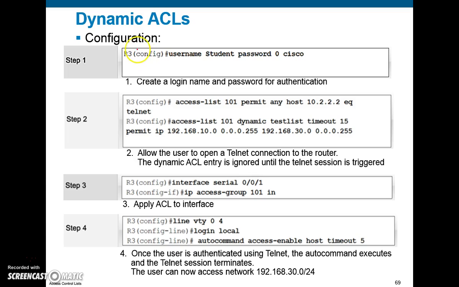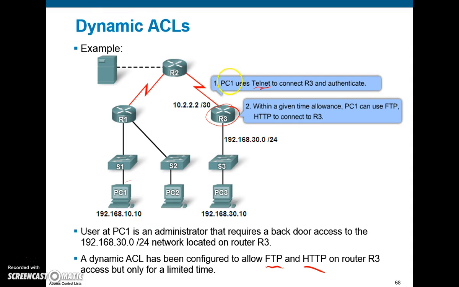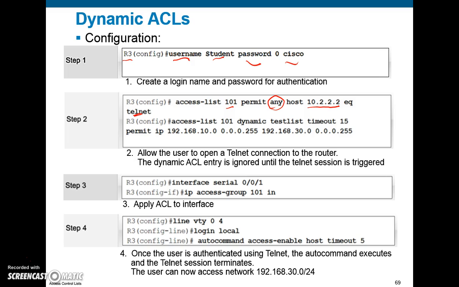First we create in R3 a username and a password. In this case, the username is student, the password is Cisco. Then we create an ACL to permit telnet from any location to 10.2.2.2, which is R3's serial interface IP address. So first we must allow telnet.